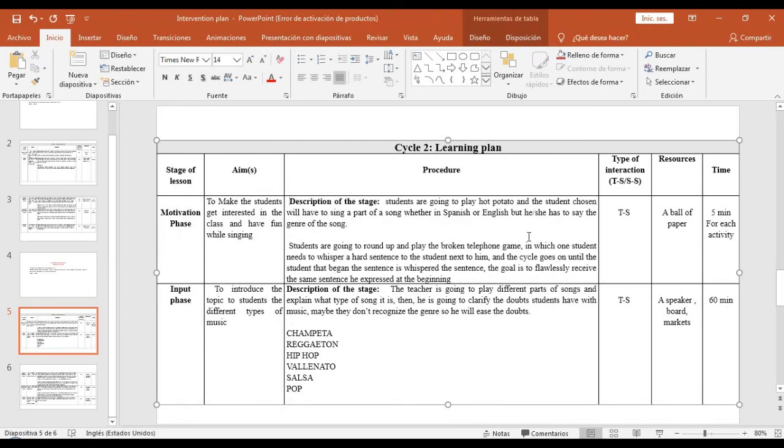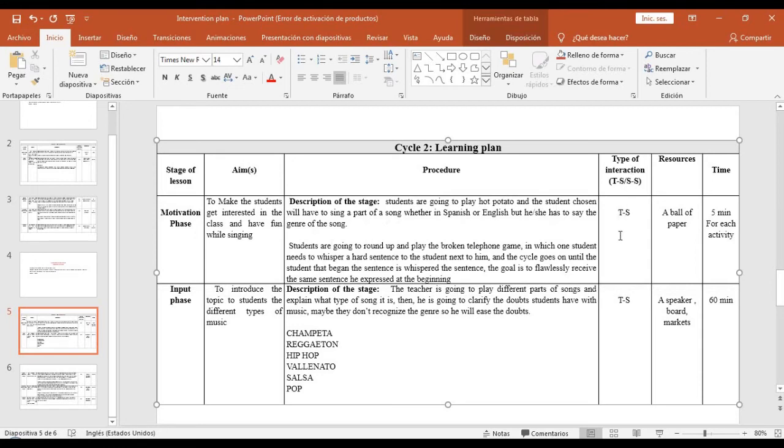the students are going to play hot potato in the motivation phase. You know, this is a very famous game, and I think it's pretty interesting. So we're going to make this related to the class: the student who is going to be chosen needs to say, well, wait a second. We have to sing a part of the song, whether in Spanish or English, but he has to say the genre of the song. So, well, maybe they're going to get some kind of knowledge activated.